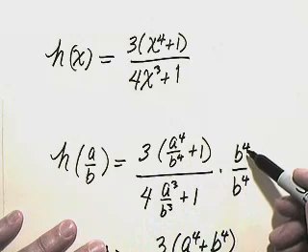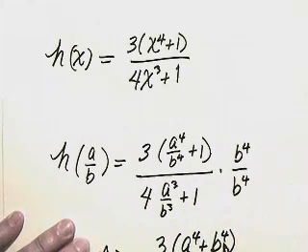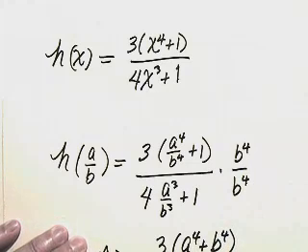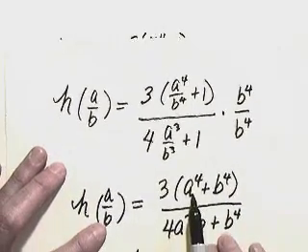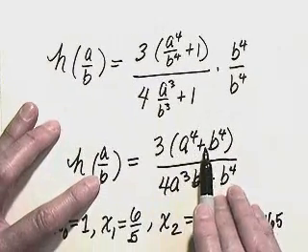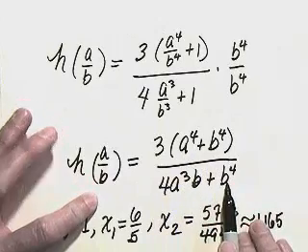And let's simplify this one by multiplying by b to the fourth over b to the fourth, and that makes the numerator simple. It just becomes 3 times a to the fourth plus b to the fourth, and the denominator is 4a cubed b plus b to the fourth.